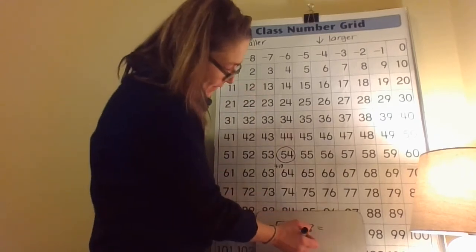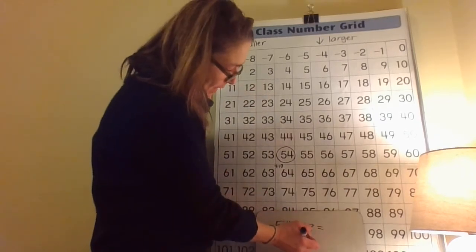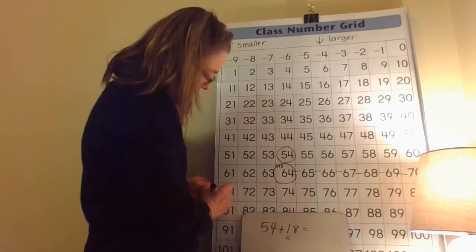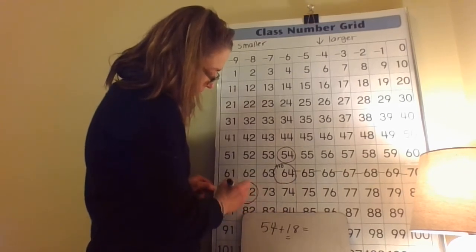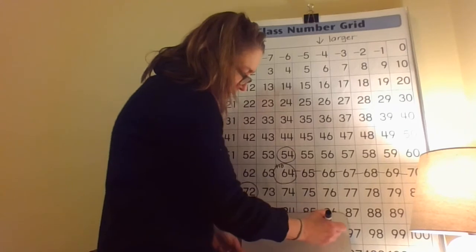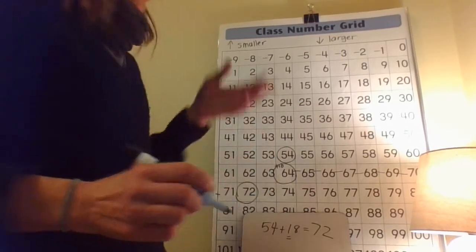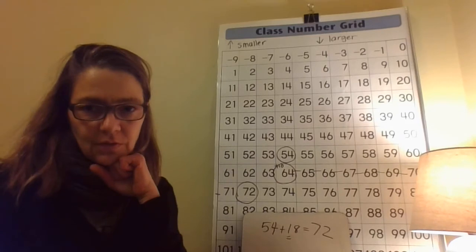Okay, and there's 110 in 18. So you add 110 and return sweep 7, 8. And you get to your answer at 72. And that's how you use the hundreds grid to add with the tens first.